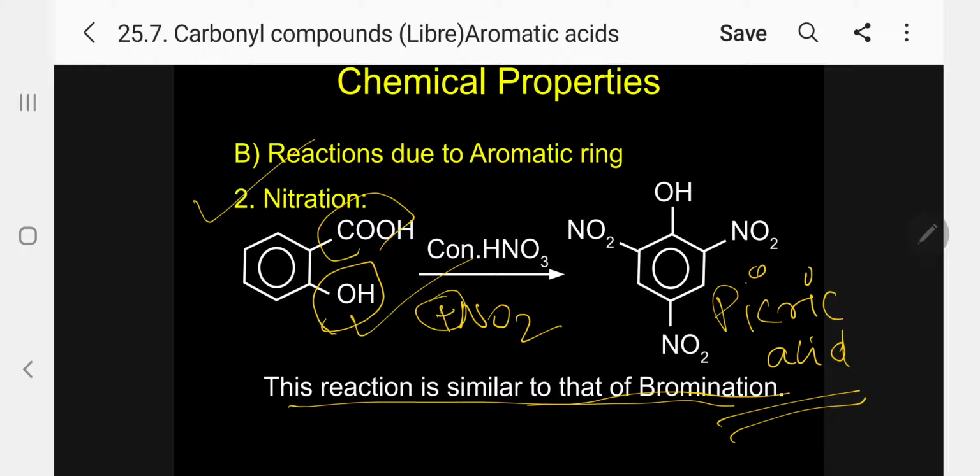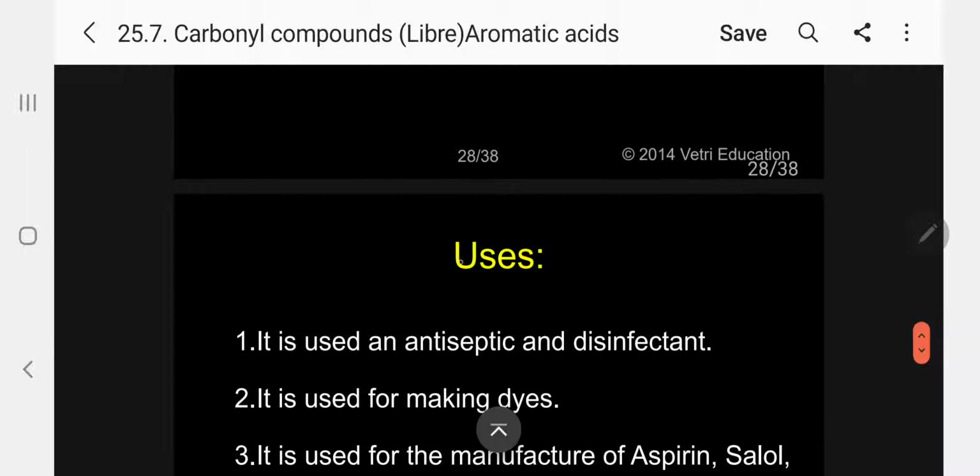The organic acid which does not contain a carboxylic group is picric acid. Kindly follow. This is more acidic than benzoic acid. This is the most important information I want to convey.